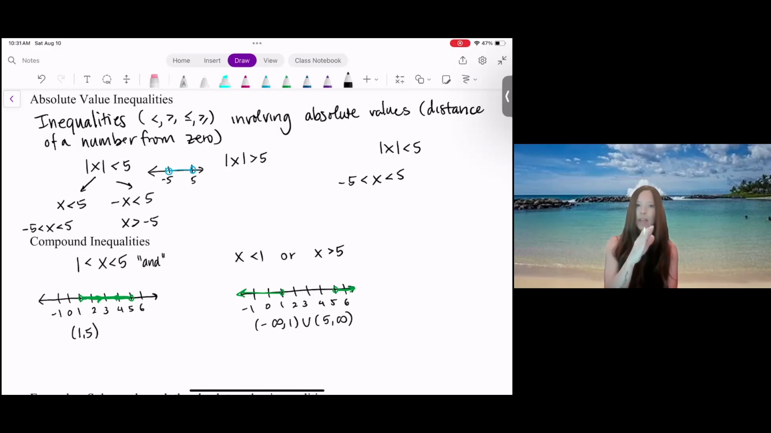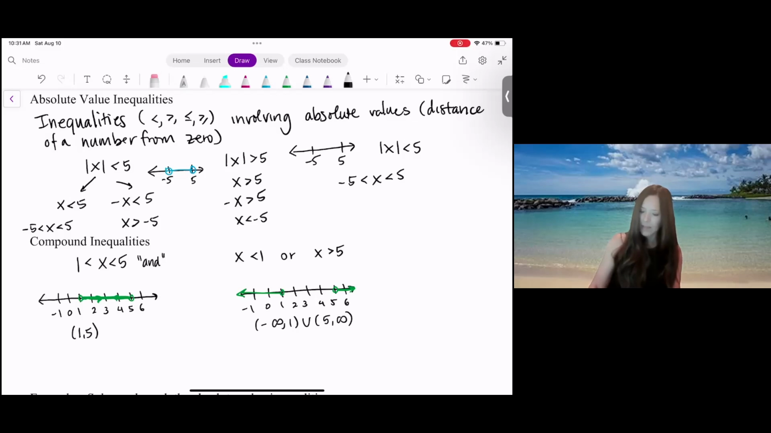Now, if I look at the one where I start with the greater than symbol, that's saying that x is greater than 5 or negative x is greater than 5, which actually becomes x is less than negative 5. Now, negative 5 is to the left, and being greater than 5 is to the right. This is an or compound inequality. I cannot combine those two together. I would need to say that x is greater than 5 or x is less than negative 5.